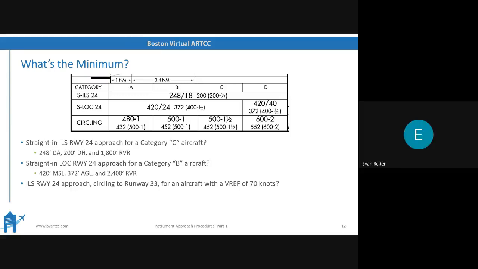So far, looking at the question of circling to runway 33 with a VREF of 70 knots, we've got somebody saying 500 MSL, another 500 MSL and 100 RVR. We've got 480 MSL and 1 mile visibility. Alrighty. And the correct answer is, let's determine what the category is first. VREF of 70 knots, that's category A, because remember, 90 knots and below is category A. So with category A aircraft, your minimums are 480 foot MSL MDA.